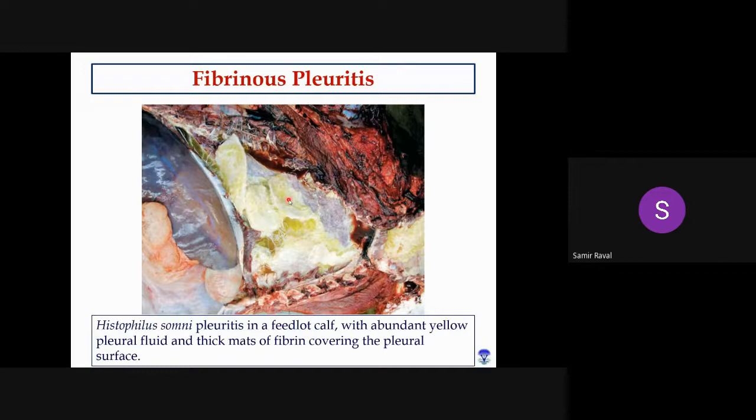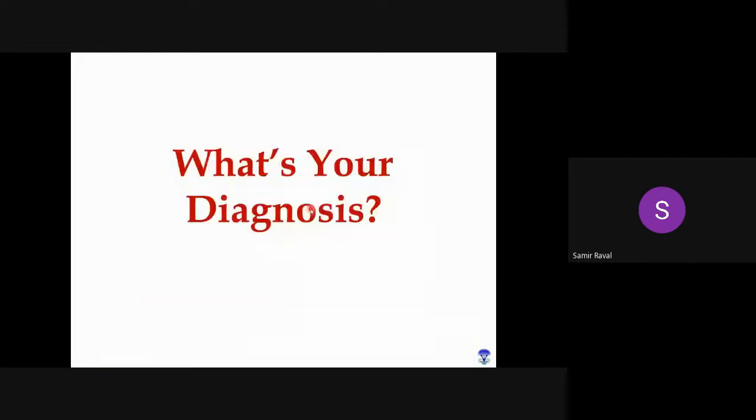Here also you can see this entire thoracic cavity is filled with fibrin, so fibrinous pleuritis. Okay, so this is the end of our respiratory system, and let's recapitulate a few of the images.